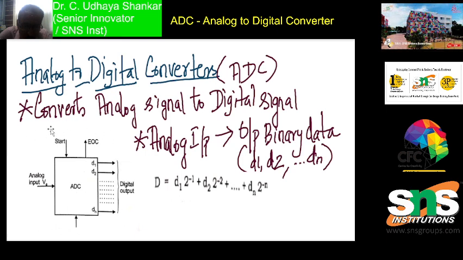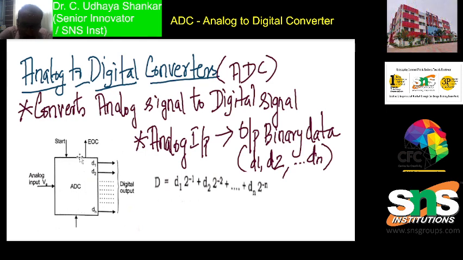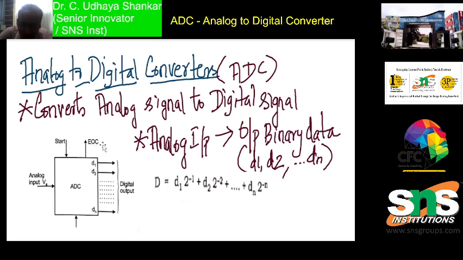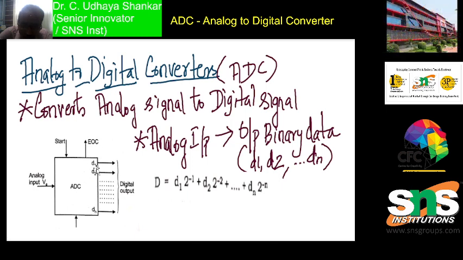So this is the block diagram of the analog to digital converter. The analog input is given to the ADC, and it has two different signals. One is called the start signal, the other one is called the end of conversion signal, in short EOC, and the output is D1, D2 up to Dn. How many binary digits we need can be decided by the designer.